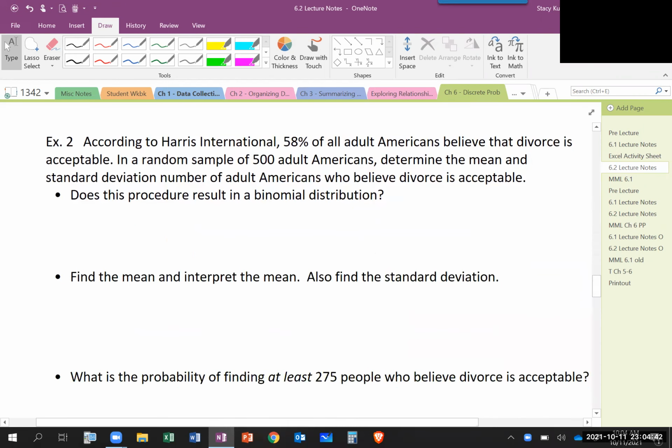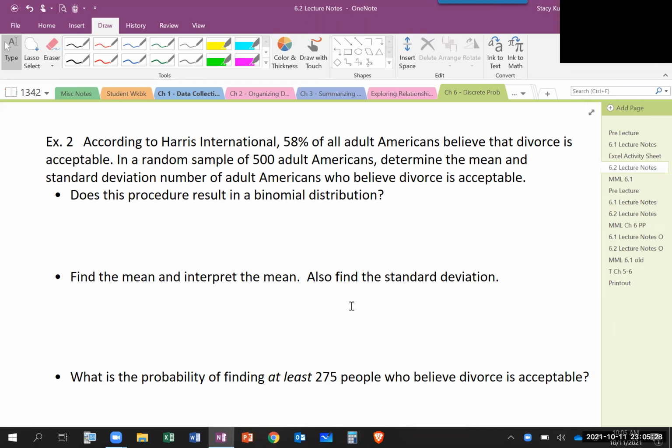Now, let's get into a problem that we want to look at. This is not on your paper, but this is one that I want to work. So I have two problems I believe that I want to work with you here, right? It says, according to Harris International, 58% of all adult Americans believe that divorce is acceptable. That 58% is a probability. It's a percentage, right?